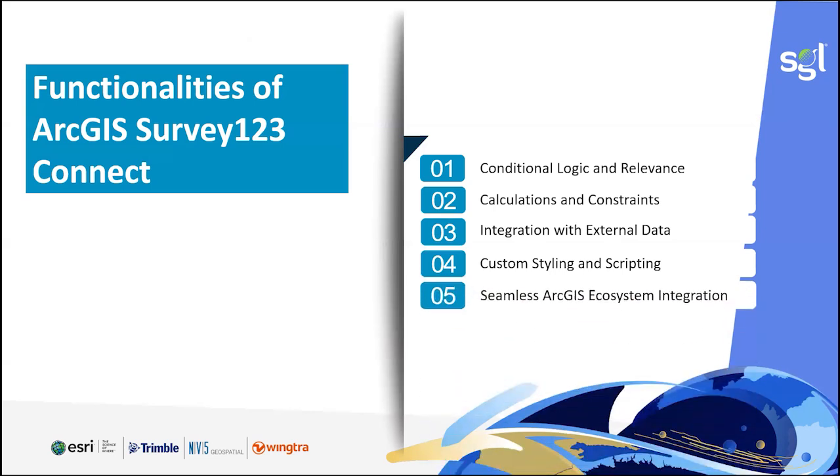Then the last one is the seamless ArcGIS ecosystem integration. This refers to publishing and sharing surveys on ArcGIS Online. You can as well link responses to a web map and leverage the power of the broader ArcGIS platform. You can actually share with platforms for real-time spatial analysis and decision making.